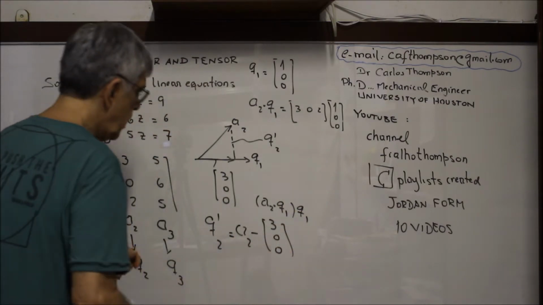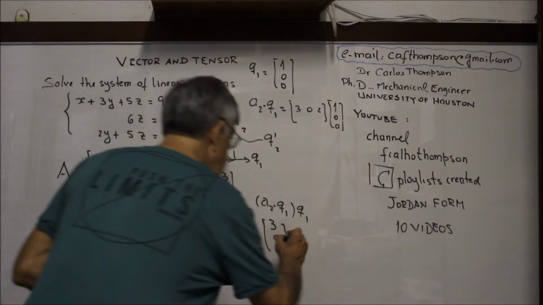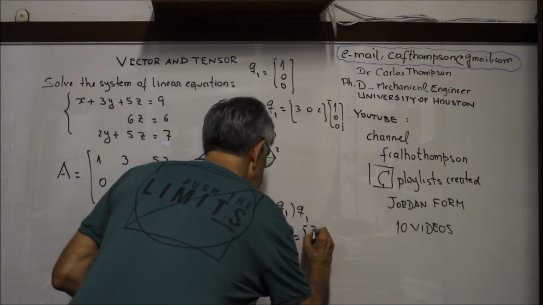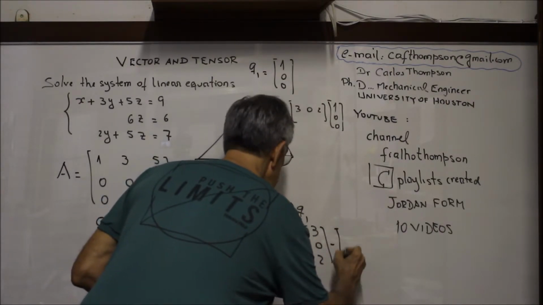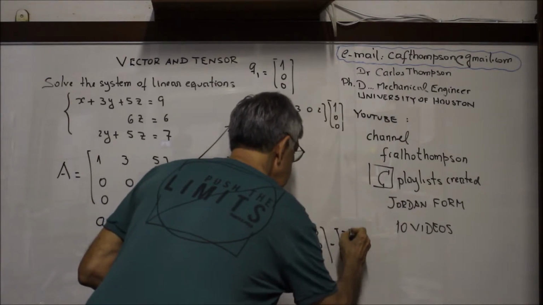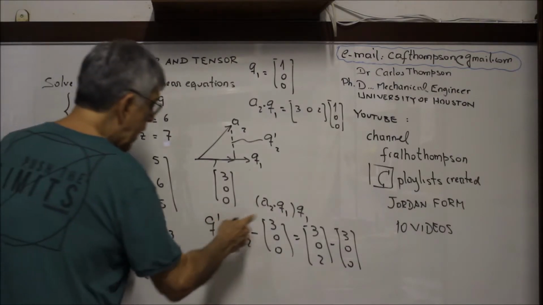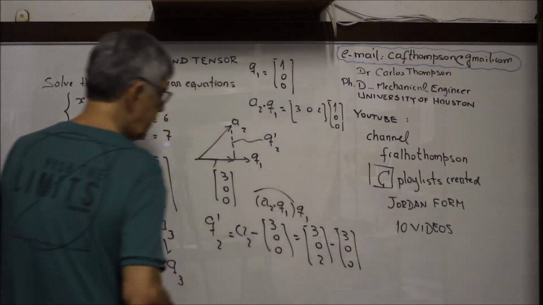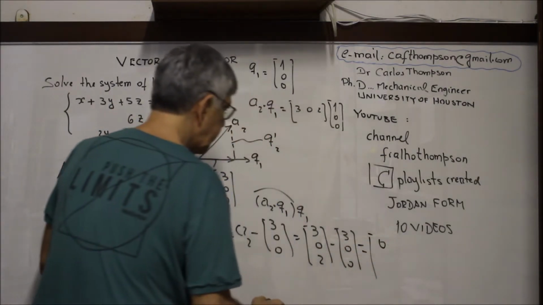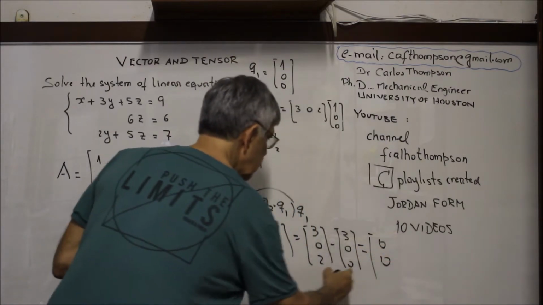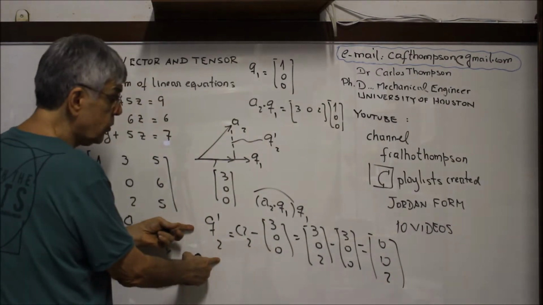Okay? There's a vector. What is A2? A2 is 3, 0, 2. So this is equal 3, 0, 2 minus 3, 0, 0. See? A2 minus this here, okay? Now, 3 minus 3 is 0. 0 minus 0 is 0. 2 minus 0 is 2. Okay, this is q prime 2.